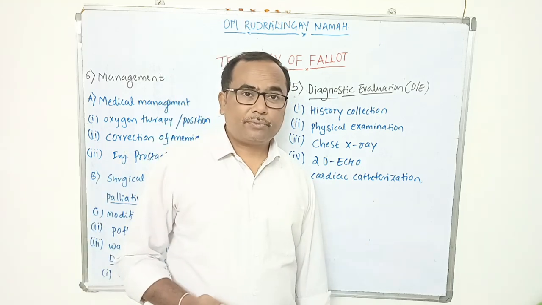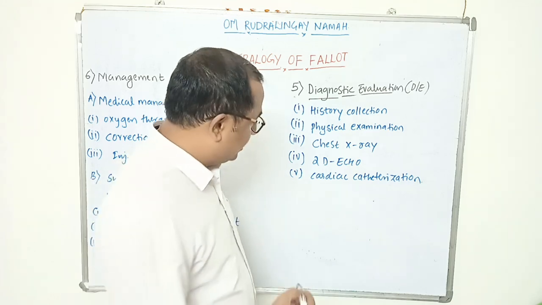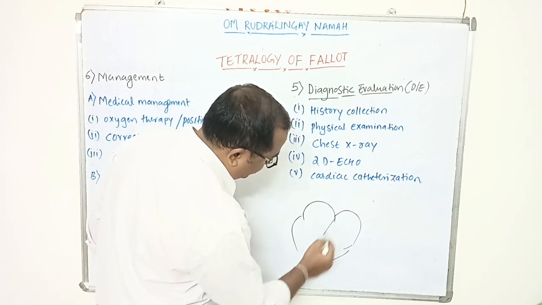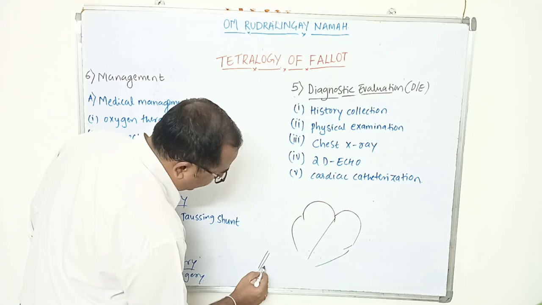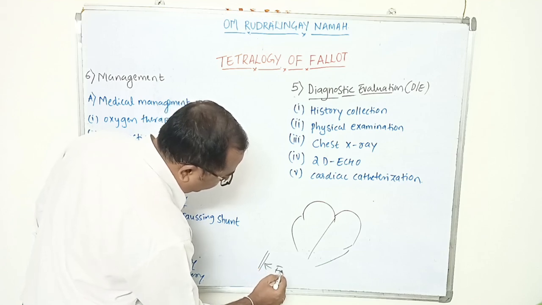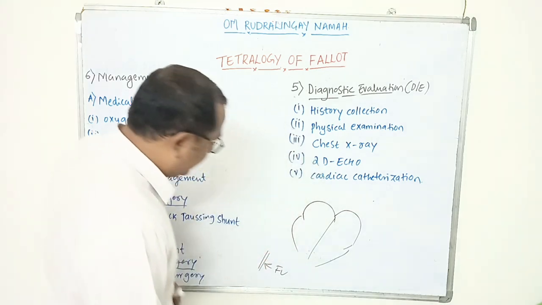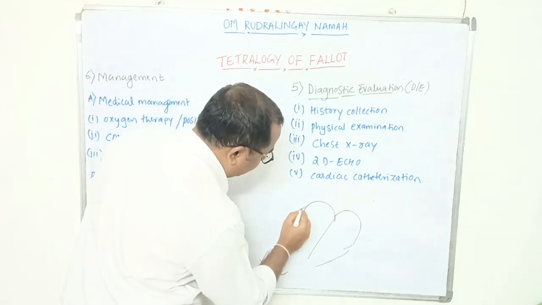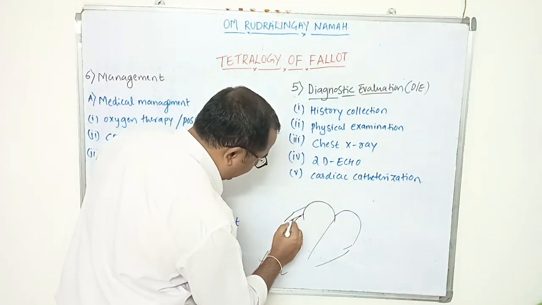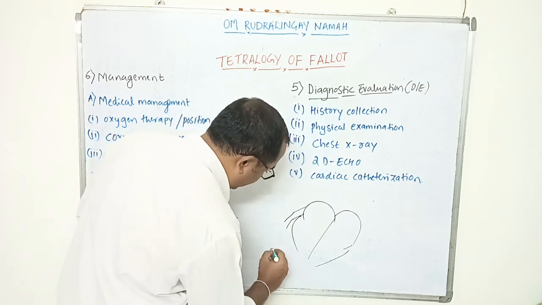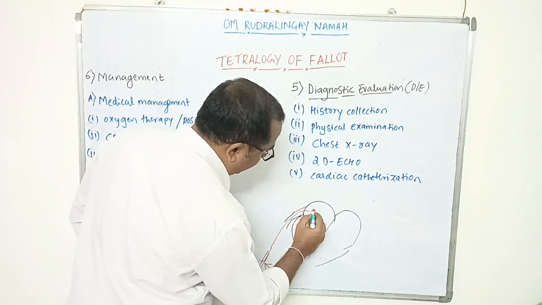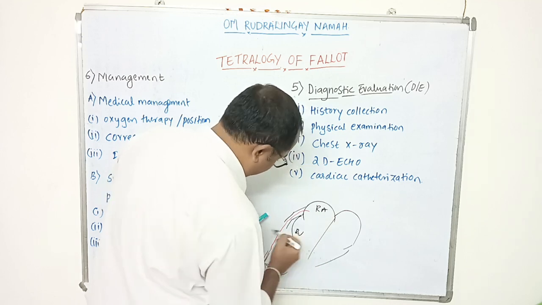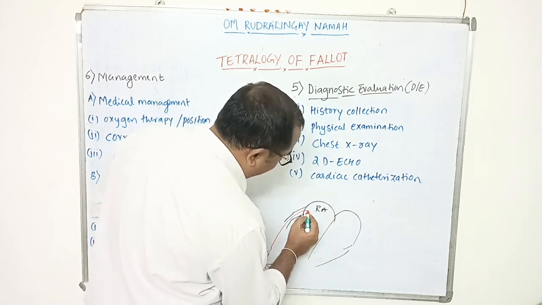And cardiac catheterization, we can do a right sided heart catheterization. So when you do right sided heart catheterization, what happens here, the catheter is inserted into the femoral vein. Then the catheter is advanced from the femoral vein to the inferior vena cava, then into the right atrium, then into the right ventricle.